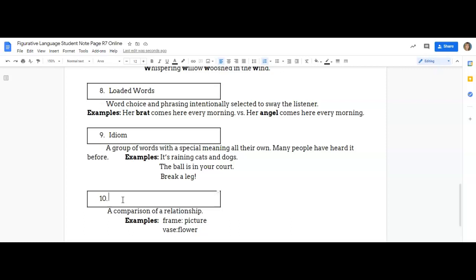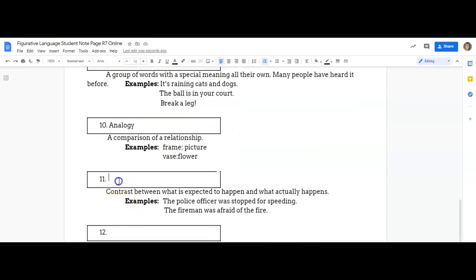The next one is an analogy. This is a comparison of a relationship. So if I said something like, a frame is to picture as vase is to flower. So a picture goes in a frame, a flower will go in a vase. You're comparing the relationship between the pairs of words.